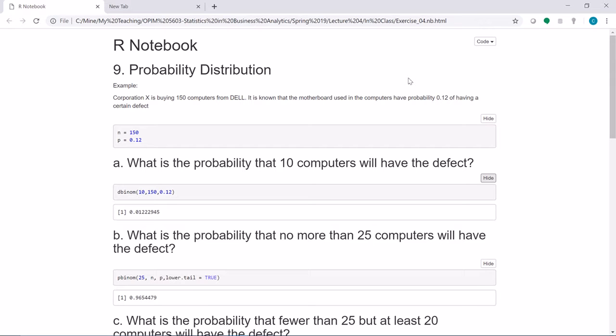Now let's look at this R notebook for the binomial distribution. Corporation X is buying 150 computers from Dell, and it is known that the motherboard used in the computers has a probability of 0.12 of having some certain defect. So here let's set the sample size n to 150 and the probability of having a defect p to 0.12.